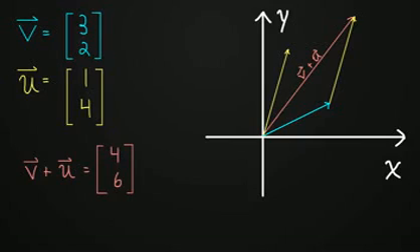Okay, what else? Well, notice that we could have, if we wanted to, gone along u first and then added v, and we would have gotten to the same point, which means we would have gotten this same vector. So u plus v is the same vector as v plus u, which tells us that vector addition must be commutative.